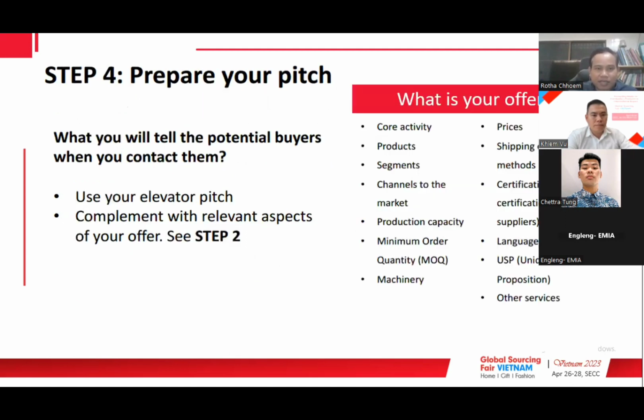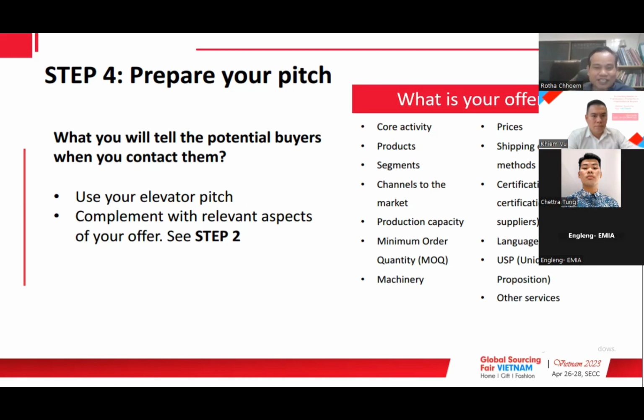So be careful on that. And this is prepare your pitch. Yeah, prepare your pitch. It can be verbal and it can also be written. Normally for the verbal, you need to start with the elevator pitch.